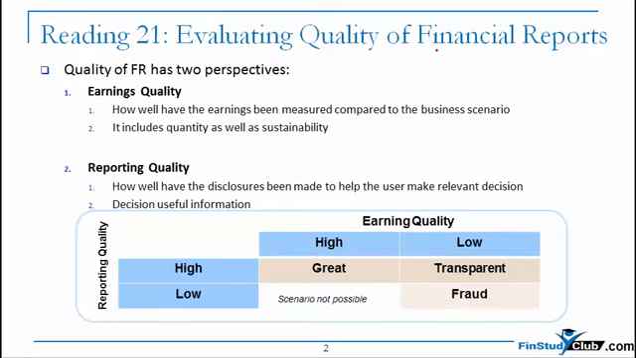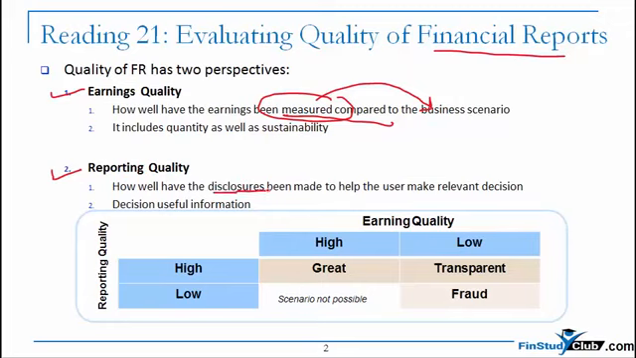A couple of points need mention here, which is, whenever we talk about the quality of the financial report, we're talking about two aspects. One, the quality of the earnings, and the second is how well is that earnings reported. Different aspects, very different aspects. So the first aspect is very measurement related. How well has the business scenario been measured? The second aspect is, once measured, how well has that been reported? Disclosures, how detailed, and what is the quality of all that. So they're two very different aspects.